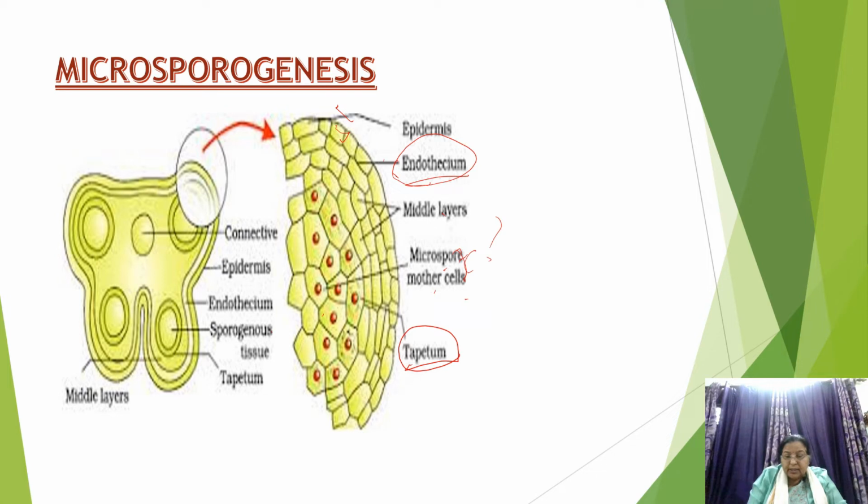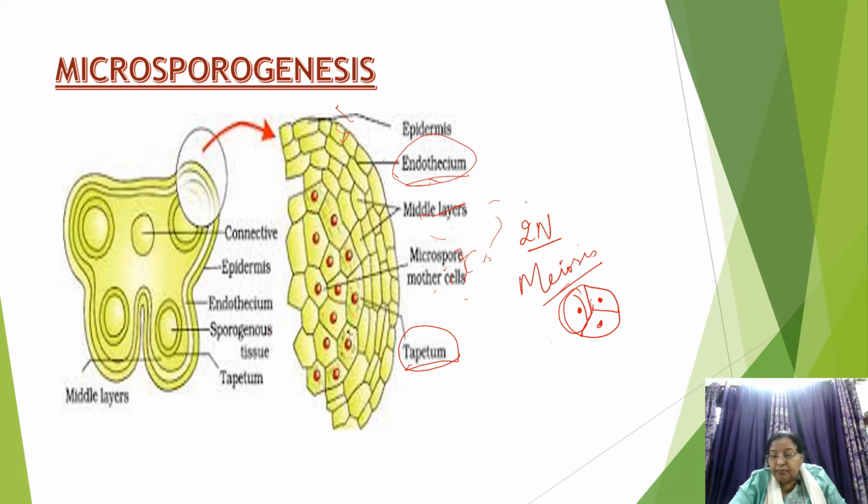Now these microspore mother cells are diploid. They will undergo meiosis to produce the tetrads. Like this, they will produce tetrads. Three you can see on one side, one is at the back, so you will not be able to see it. And the pollen will be breaking apart after they are released in the air. Let's see in the next slide.